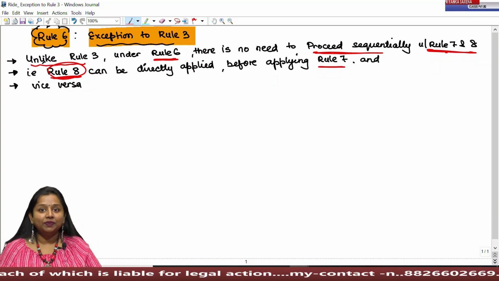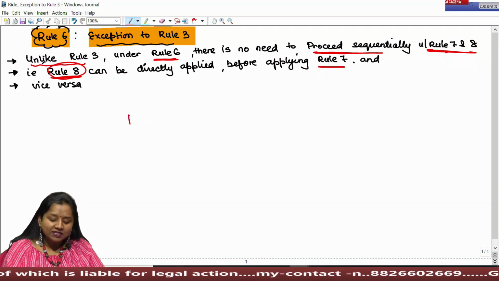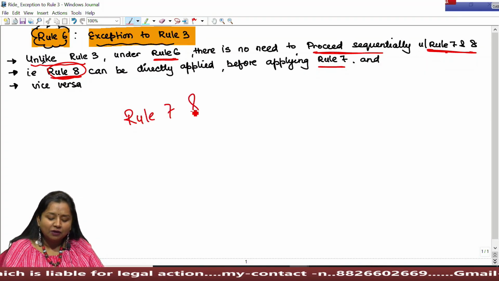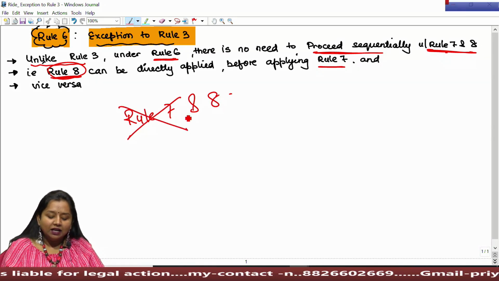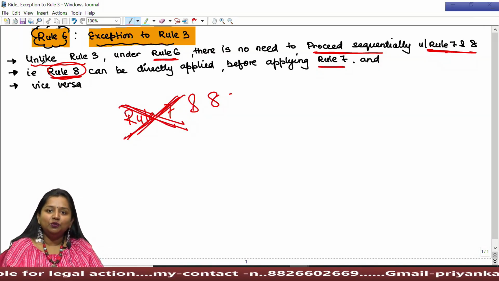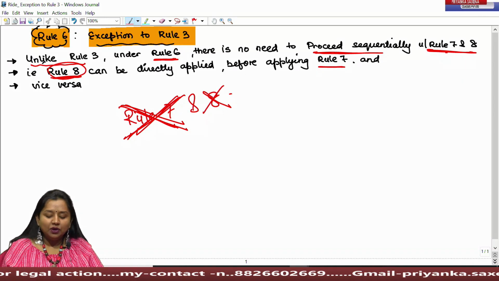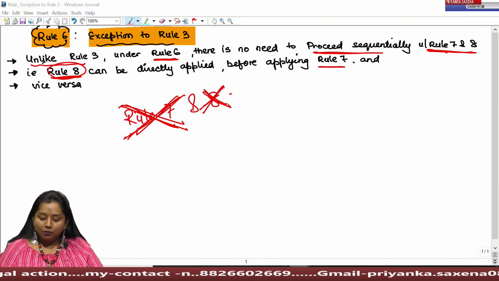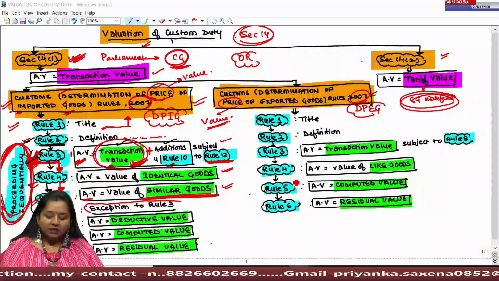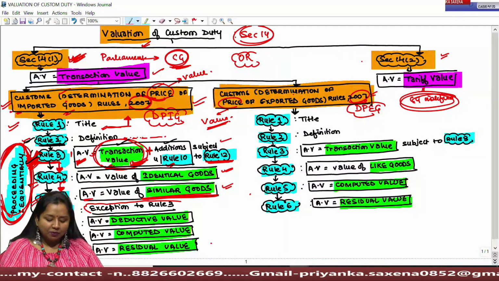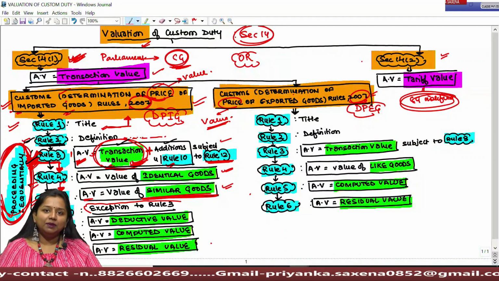That is, rule 8 computed value method can be directly applied without applying rule 7, where the exporter is ready to share the cost with you. But what happens if rule 7 and rule 8 both cannot be applied, because under rule 7 goods are unable to be sold within 90 days, and under rule 8 the exporter is not providing you his breakup cost? Then the lawmaker says that by proceeding sequentially, rule 9 shall be applied.